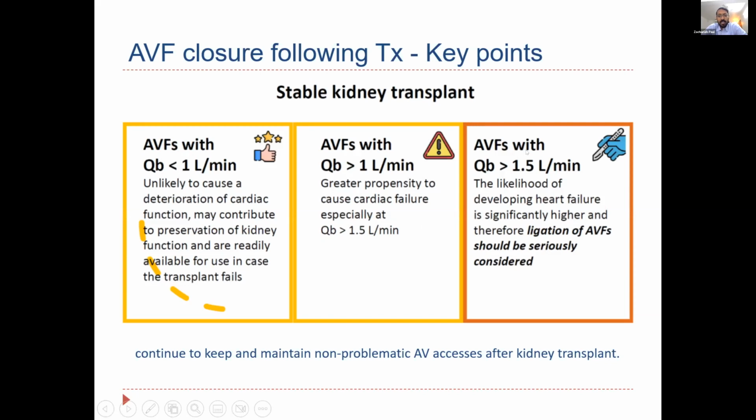And if the flow is greater than 1.5 liters per minute, then it is likely going to cause cardiac failure and they should be ligated. Now, this is in the case of a patient with stable kidney function. In case you have a patient with unstable kidney function or a varying degree of dysfunction, or you suspect they are going to progress to severe renal dysfunction, and their blood flow is more than 1.5 liters, do not close the fistula, but definitely go ahead with a banding procedure or flow reduction procedures.